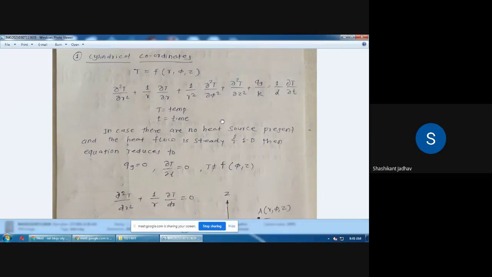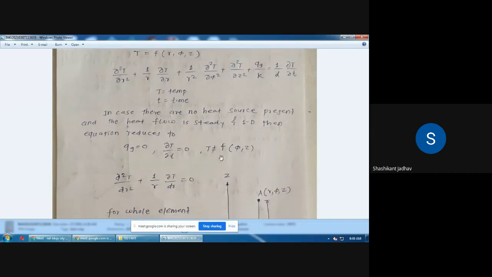That equation is the general heat conduction equation in the cylindrical coordinate system. And what is that equation? Dou square T upon dou r square plus 1 upon r dou T by dou r plus 1 upon r square dou square T upon dou phi square plus dou square T upon dou z square plus qg by k is equal to 1 upon alpha into dou T by dou t. So this is the final equation, the general heat conduction equation in the cylindrical coordinate system.